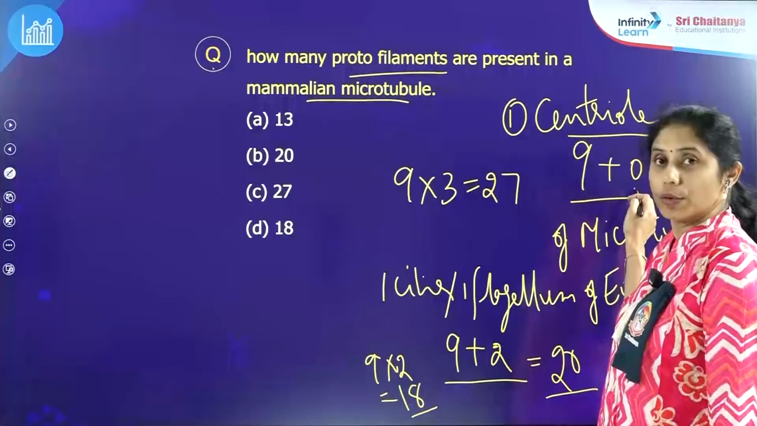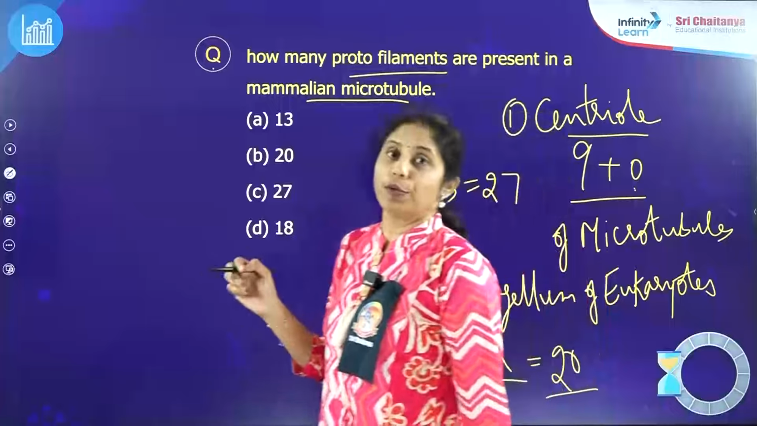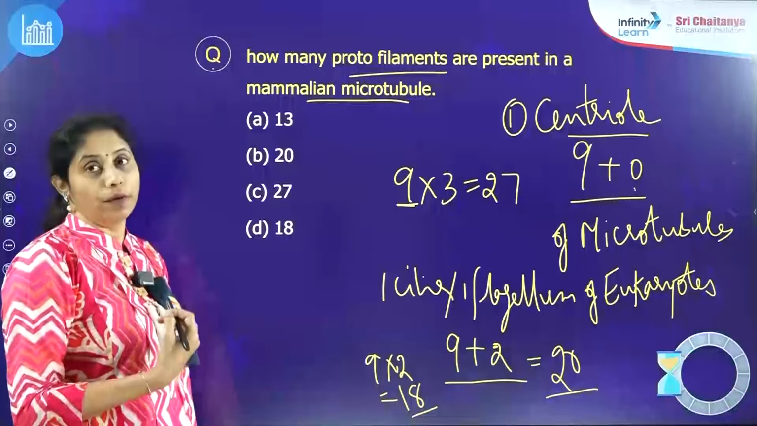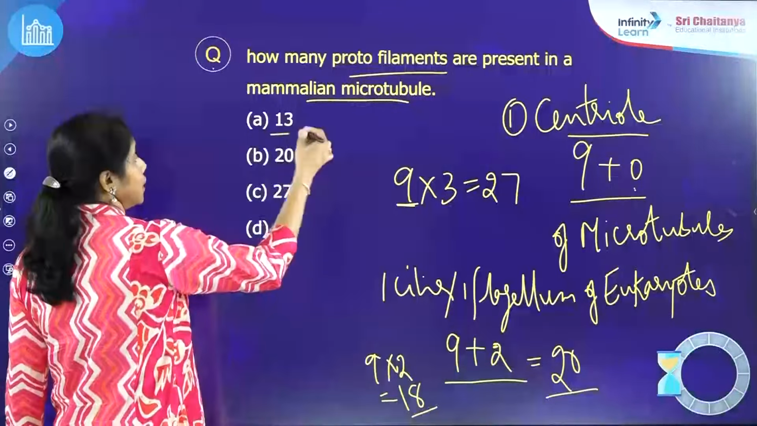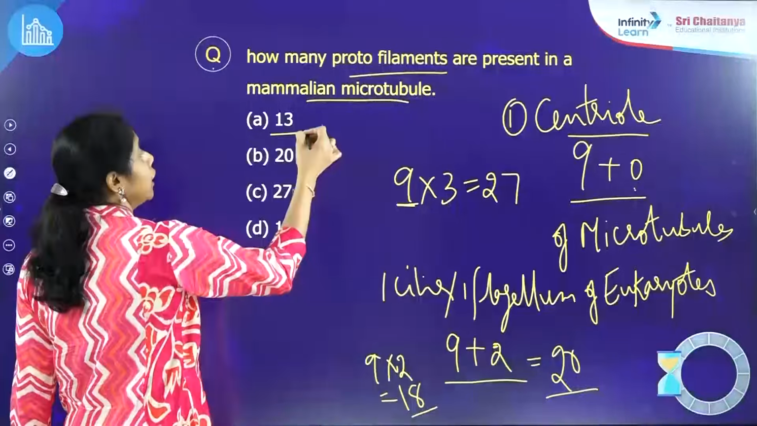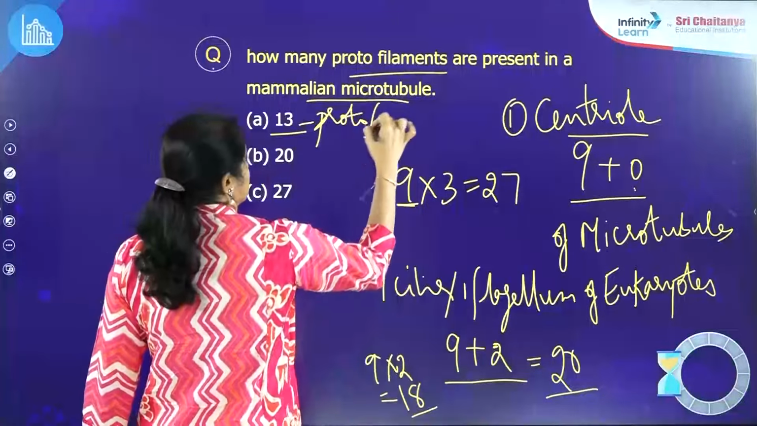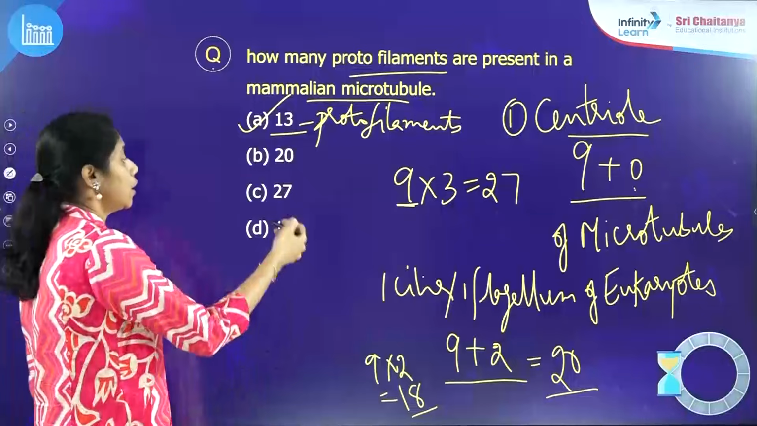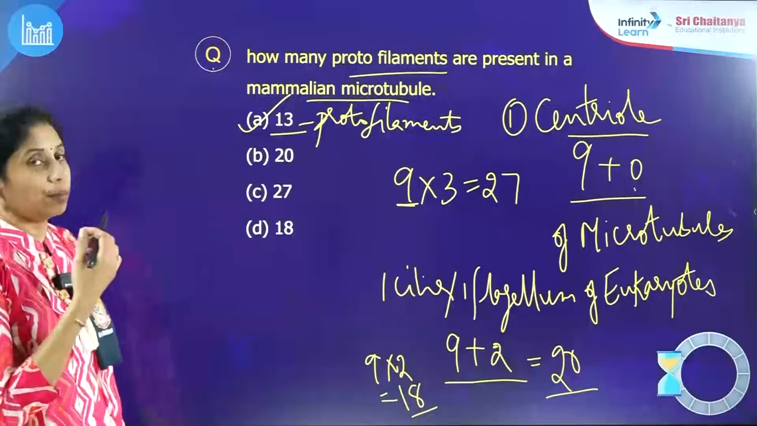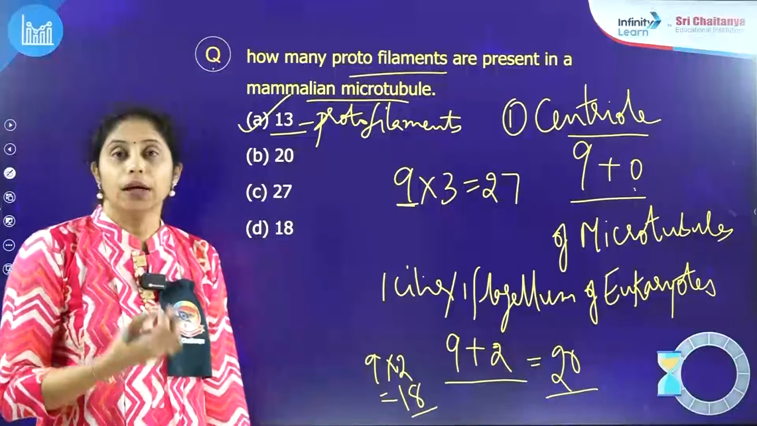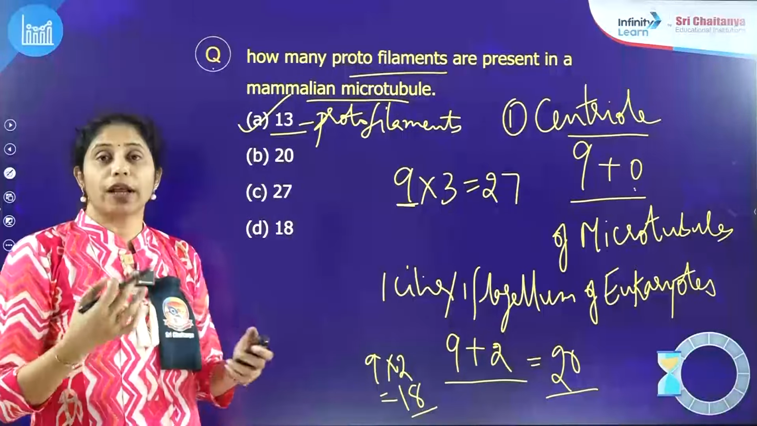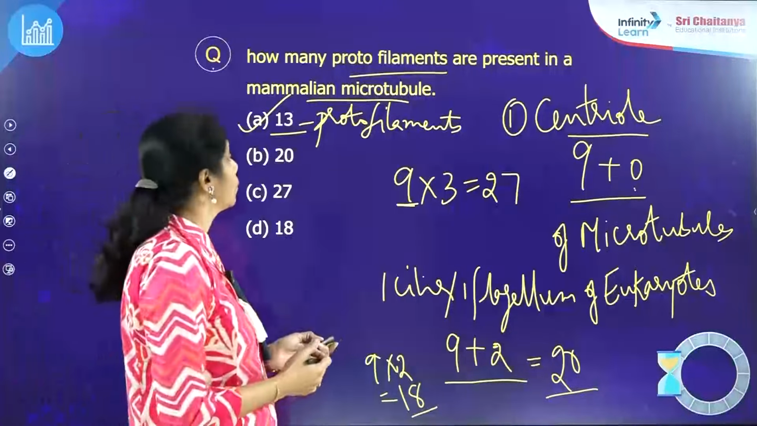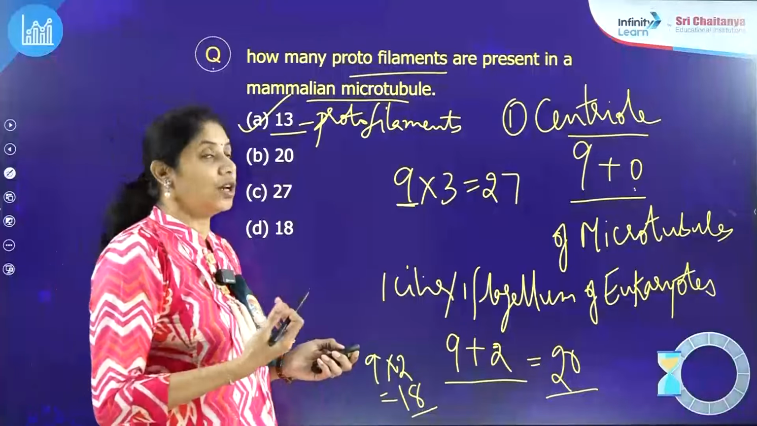In the center no microtubules are present here, but each microtubule, whatever this 9 we have written, is made up of 3 subtubules, and each microtubule filament is made up of 13 protofilaments. So for this question the answer is 13. 20, 27, 18 are wrong because each mammalian microtubule is formed by 13 protofilaments. They will be arranged together to form a hollow cylinder. 13 will be arranged together and it will be hollow, whereas microfilaments and intermediate filaments are generally solid.